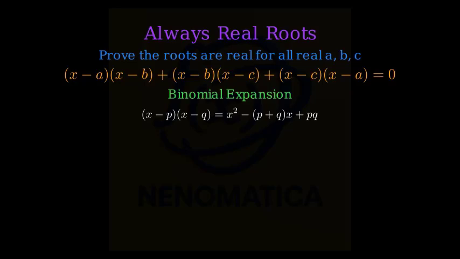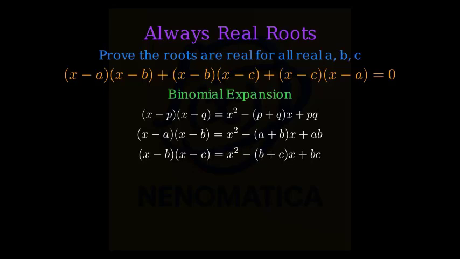We expand each product using (x minus p)(x minus q) equals x squared minus the sum p plus q times x plus pq. First term expands to x squared minus (a plus b) x plus ab. Second term expands to x squared minus (b plus c) x plus bc. Third term expands to x squared minus (c plus a) x plus ca.